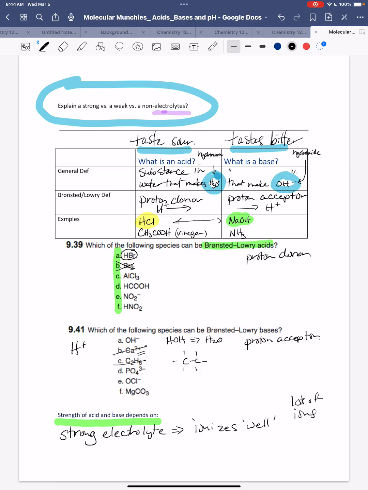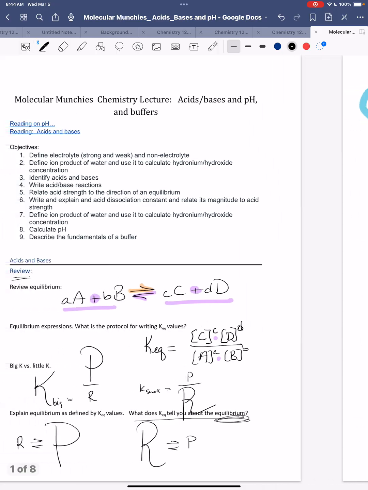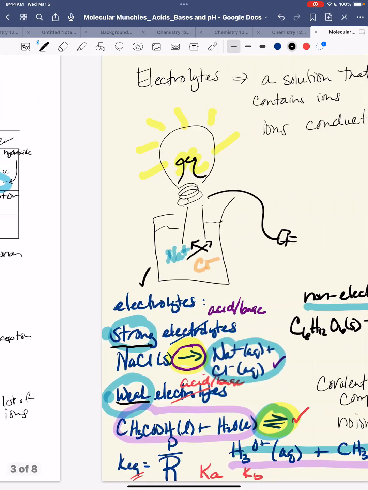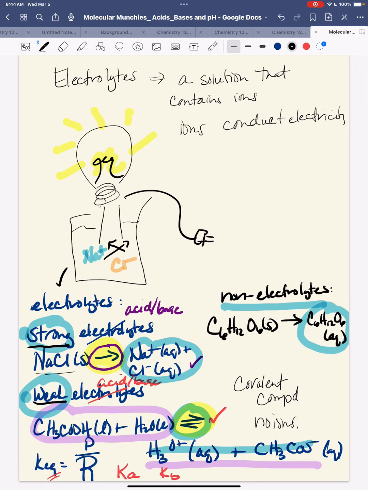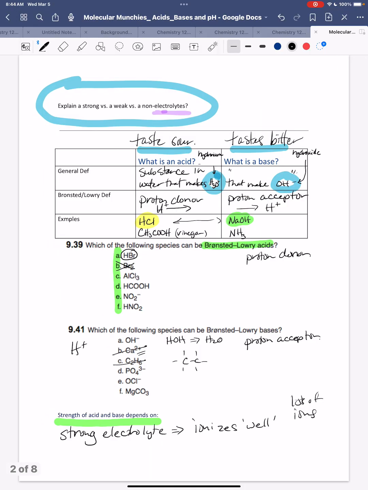And our example that we used earlier when we talked about a strong electrolyte was sodium chloride, right? So basically a strong electrolyte, if you just replace that word with strong acid or base, you're talking about the same thing. So a strong acid or a strong base is something that ionizes really well. It's going to conduct electricity very well. It's going to create a lot of ions, right? And it's a good conductor of electricity.